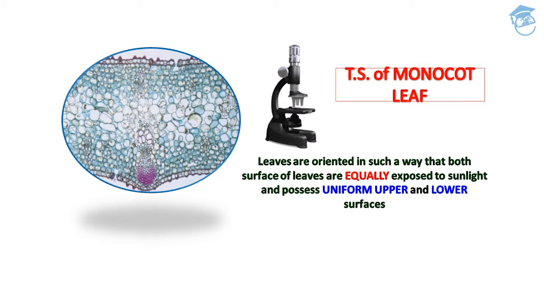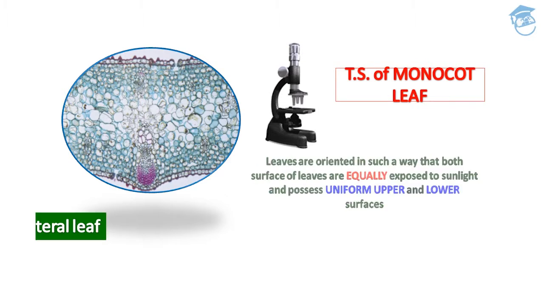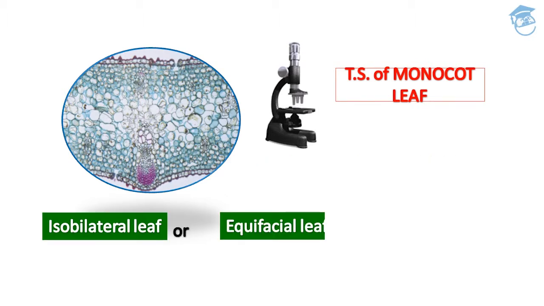Okay, leaves, they are oriented in such a way that both surfaces of the leaf are equally exposed to sunlight, and it possesses uniform upper and lower surface. So this is isobilateral leaf. It is also called as equifacial leaf. This is the transverse section of monocot leaf, students.